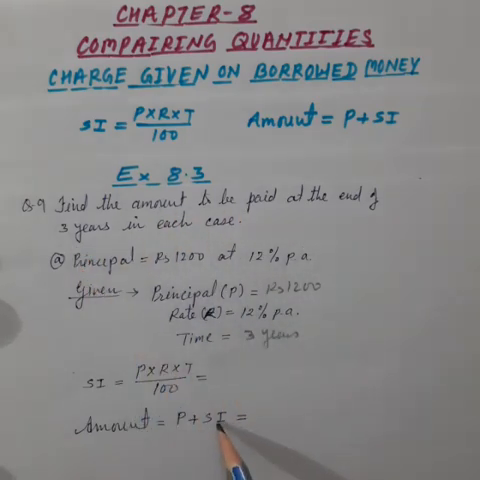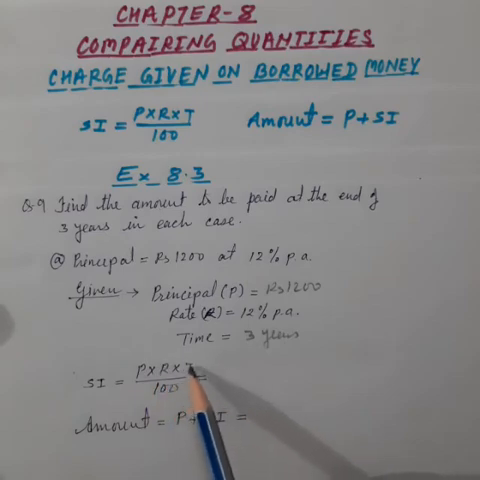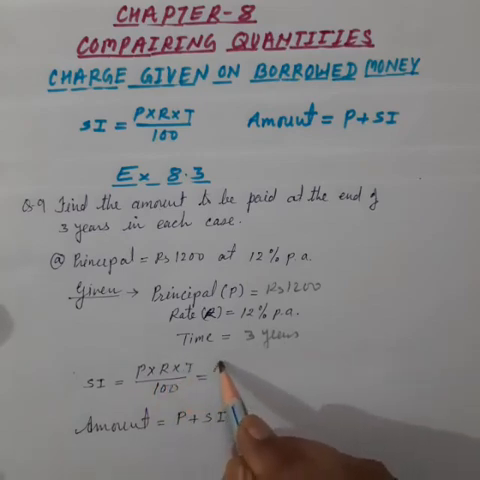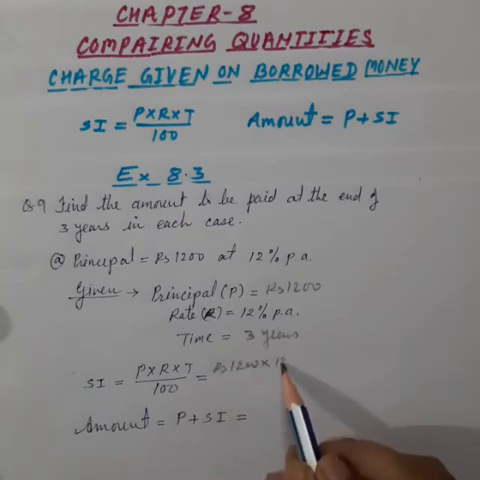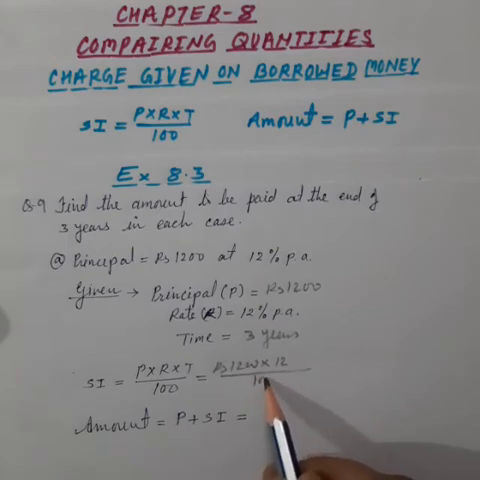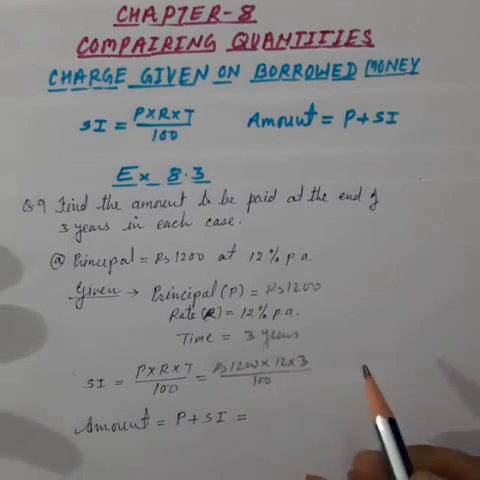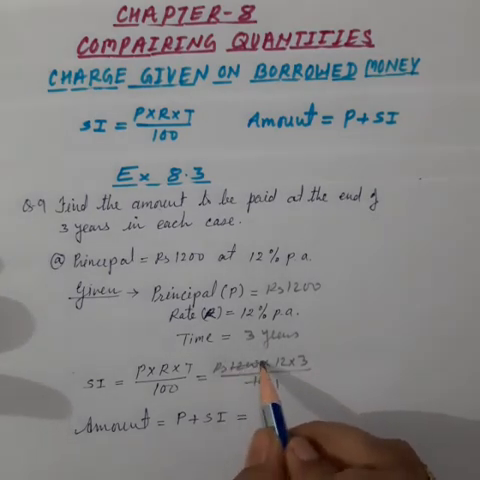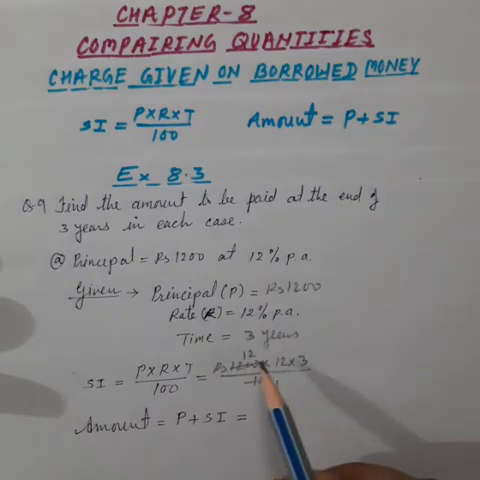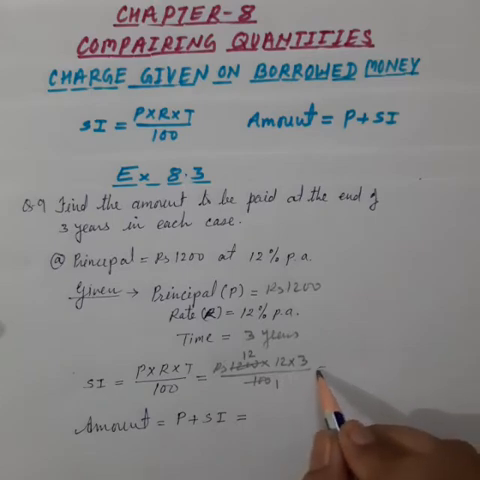For that, first we have to find out simple interest. We have the formula for simple interest, principal into r% into time. So here principal is rupees 1200, rate is 12% per annum, and the time is 3 years. Let us now calculate this. Here 100 ones are 100, 100 12s are 1200. 12 into 12 is 144 and 144 into 3 we will get rupees 432.